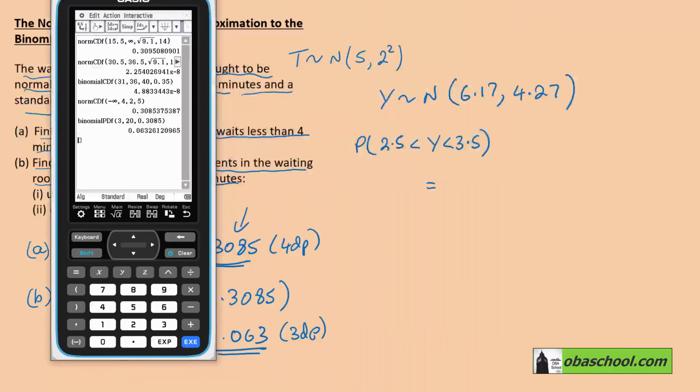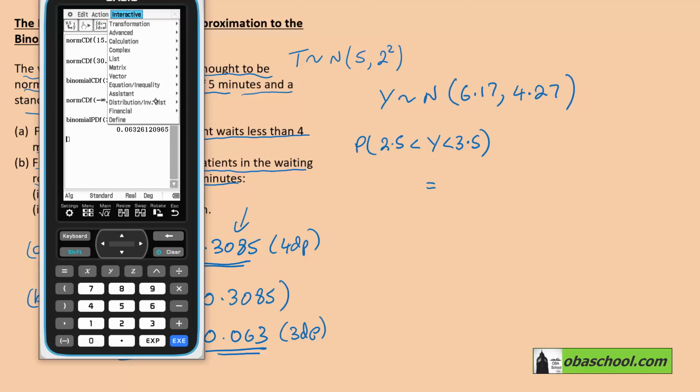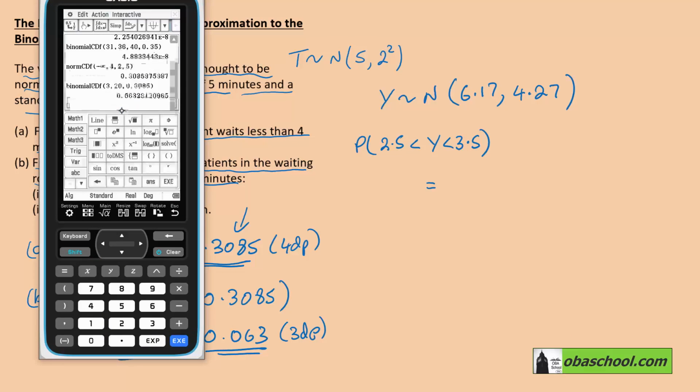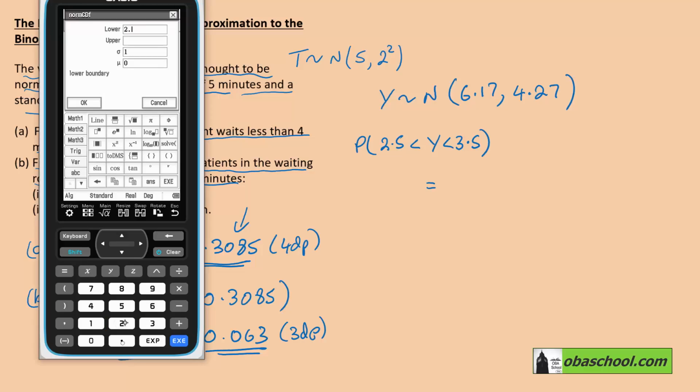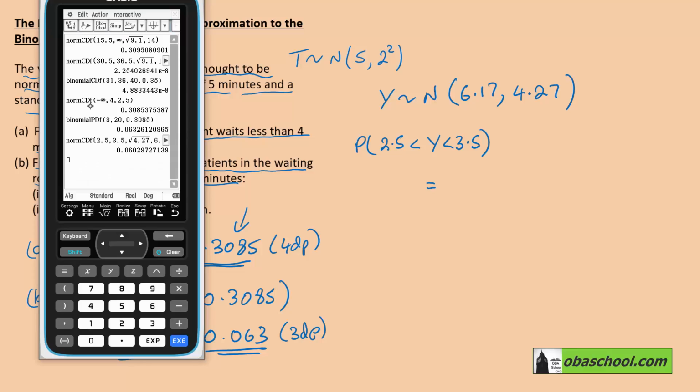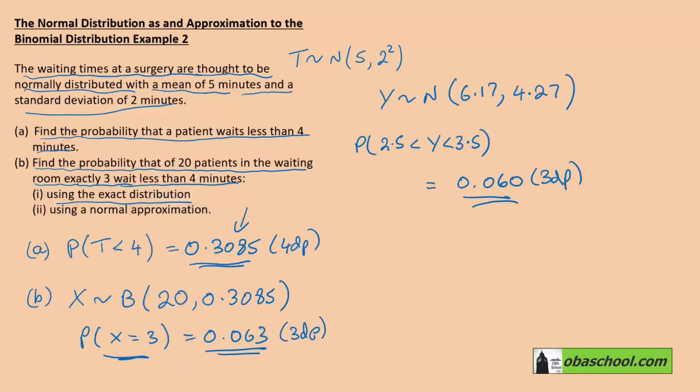So I'm going to go and find the app, and I'm going 2.5 to 3.5. Sigma would be the square root of 4.27, and mu 6.17, and that is 0.060 if we give it to 3 decimal places. So it's actually not a bad approximation at all.